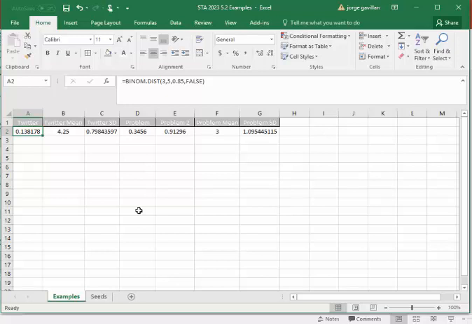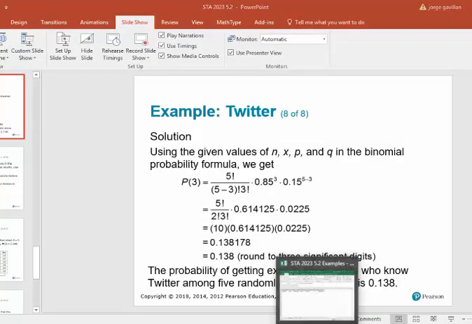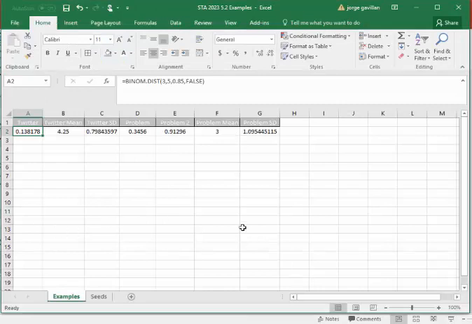And then the last piece of information, Excel is asking, is this cumulative or not? And it's not cumulative because we only want the number 3. Now, there are times that we want the cumulative, but we don't want it now. So what happens is that we put all that information together and we get the answer, which is 0.138, which is exactly what they got here by not using Excel. Now, if I wanted to find the probability of 2, I just change the 3 to a 2, and so on and so on. But everything else has to remain the same.